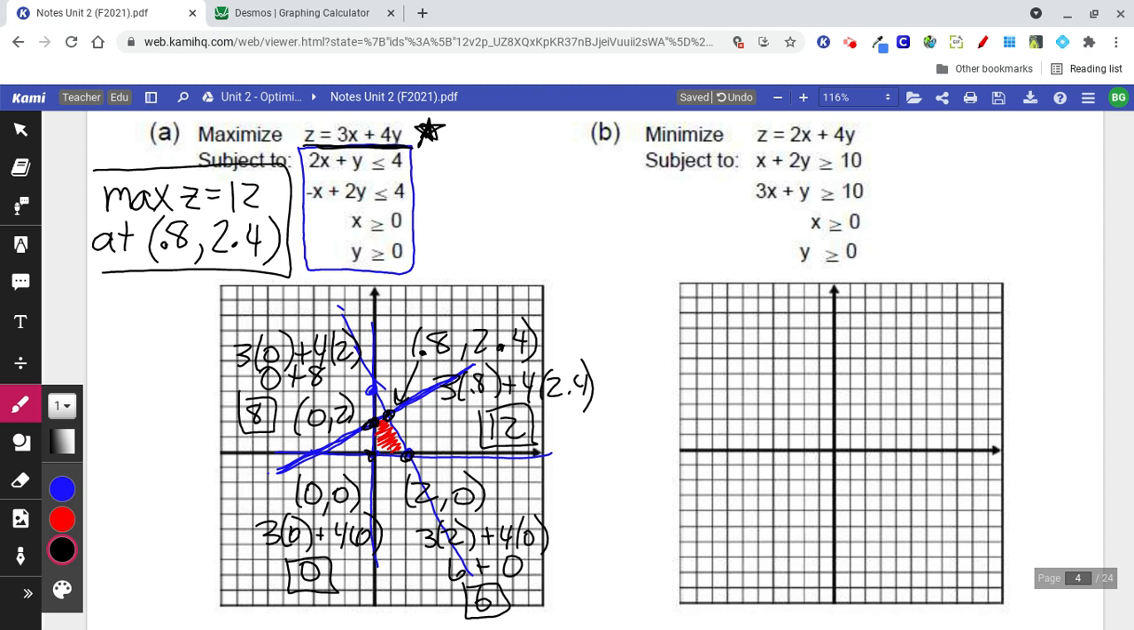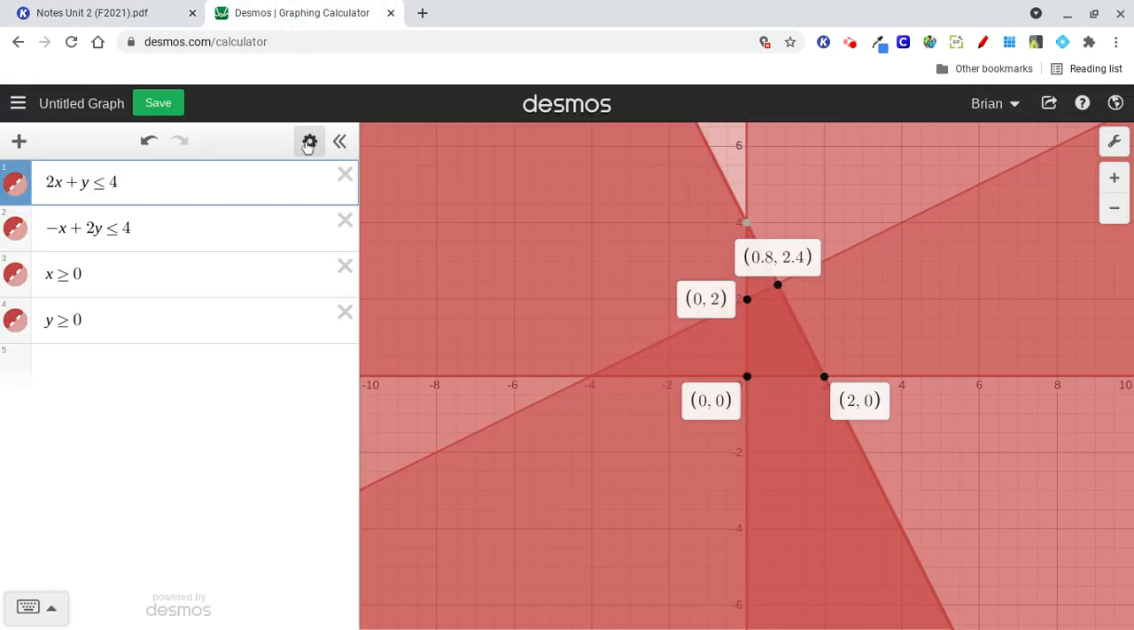Part B. So again, you want to graph the constraints. I don't care to graph the objective function. We'll worry about that later. So x plus 2y is greater than or equal to 10.